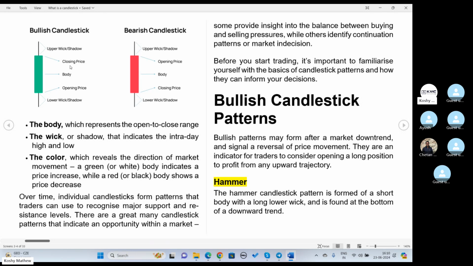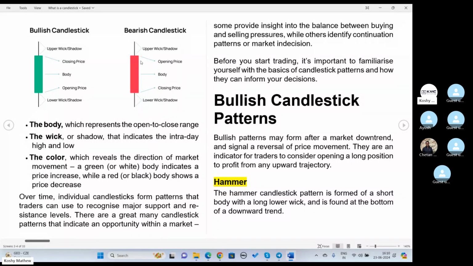Because the wick was there and the candle closed here, the opening price is just opposite. For a bullish candle, the closing price is on the top, but for a bearish candle, the opening price is on the top. Then you have the body: the closing price is at the bottom, but for a bullish candle, it is at the opening, just opposite. Then the lower wick. So that's the basic difference between the bullish and the bearish candle. This is how you need to understand.